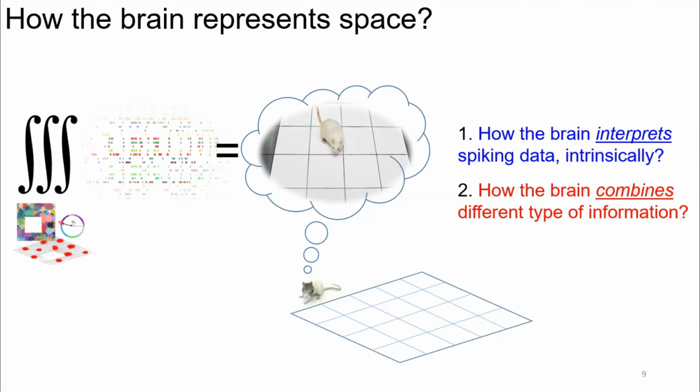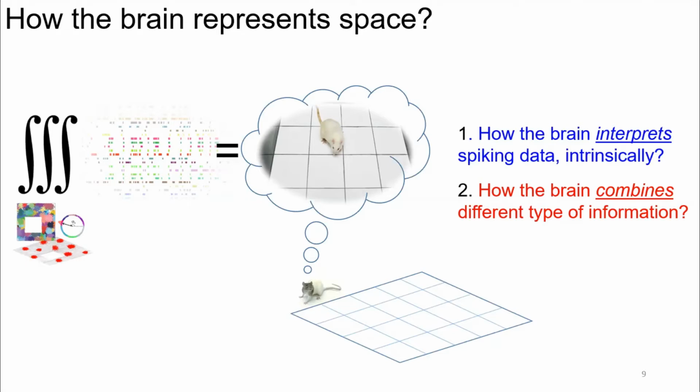And how is it possible to interpret one type of spiking activity as a representation of locations, as opposed to another pattern of locations representing orientations? And the next question that comes after that is how the brain is capable of combining different types of information to produce a coherent representation of the environment as a whole.